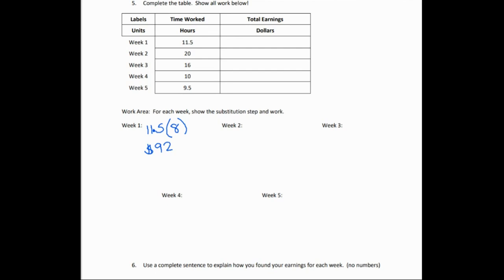So in week 1, I worked for 11 and a half hours. I multiply that by 8, and that tells me I earned $92 for that week. Okay? What I would like you to do right now is calculate for week 2, week 3, week 4, and week 5. I'll start week 2 for you, so we're all on the right track. This time it would be 20 hours, and again, times $8 an hour. So finish that up, keep working, and then fill in the table.